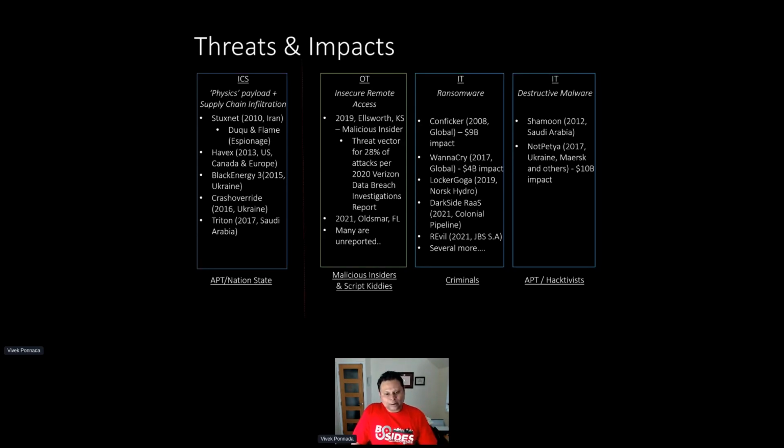So what have we seen because of that, right? So the threats and impacts we've seen consistently over the many years, moving from right to left. We had the Shamoon and the NotPetya that came in from the IT world, destructive malware that caused a lot of havoc in Saudi Arabia, and then of course Ukraine, and also ransomware. Most recently, of course, the JBS and Colonial, which kind of put this in the spotlight. But even before, a lot of OT systems were impacted because the ransomware came from IT.